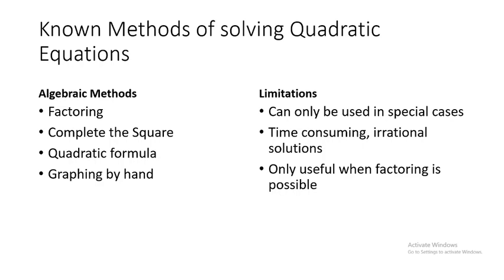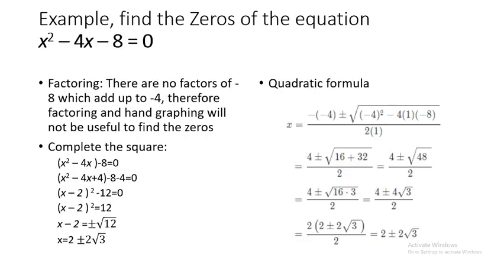For completing the square and quadratic formula, both of those methods are quite time consuming and they give you irrational solutions many times. And so it just becomes very inconvenient to use those methods at all points in time. So, as an example, we're given the quadratic equation x squared minus 4x minus 8 equals 0.